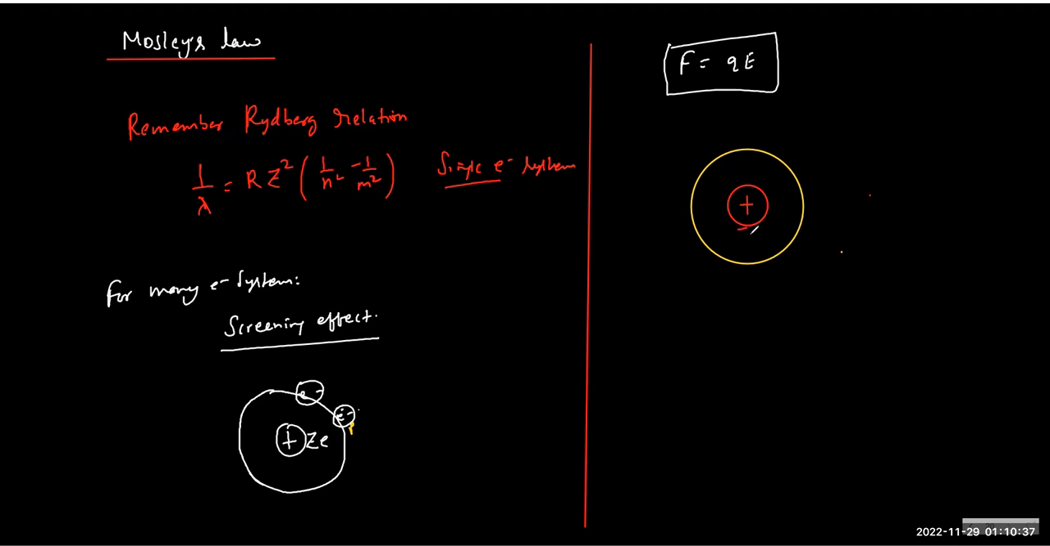So this charge is Ze, but the electron charge is also spread out on a spherical layer. So for the next electron, this is like a negatively charged sphere of net charge minus e. So if I try to draw the Gaussian surface just above this cloud.